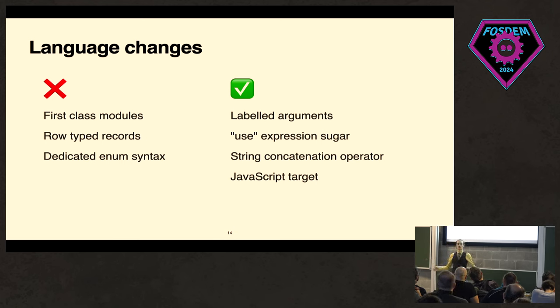So, where are we going? What comes next? So, Gleam isn't done. A lot of things are very mature, but there's still things to work on. And the thing I really want to focus on for the next year is the language server. So, what is a language server? Just to make sure everybody's on the same page.